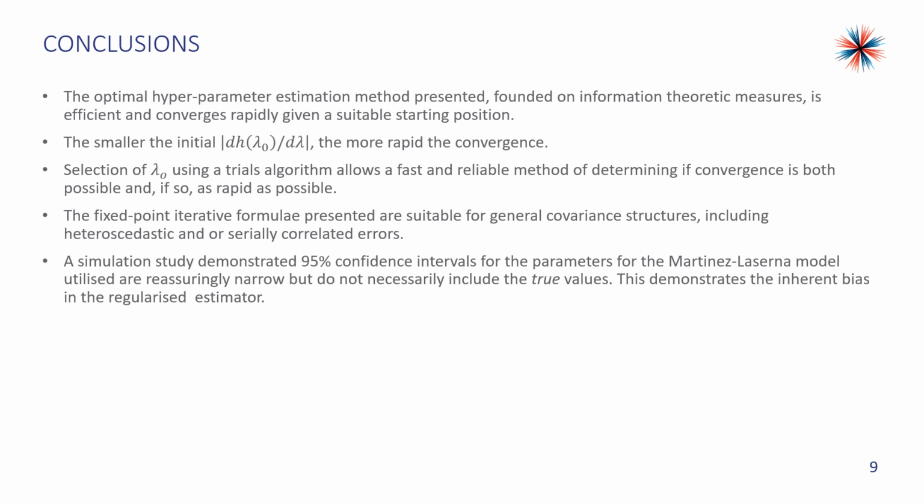So the optimal hyperparameter estimation method presented is efficient and converges rapidly, given a suitable starting position. The smaller the initial value of the absolute value of the first derivative of h(lambda), the more rapid the convergence. Selection of lambda 0 using a trials algorithm allows a fast and reliable method of determining if convergence is both possible and rapid. The fixed point iteration formulae presented are suitable for general covariance structures.